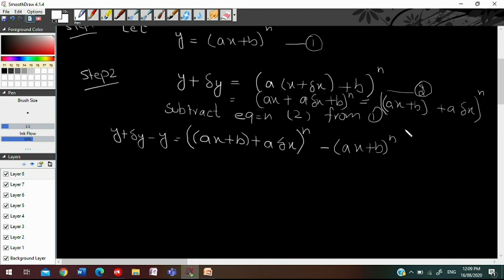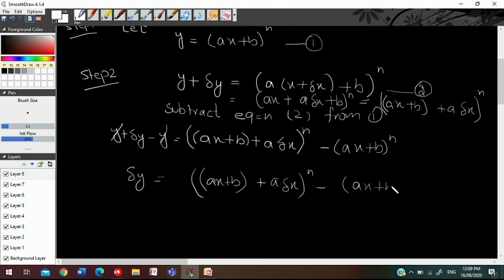So this is the simplification of this term. I have written this term over here, (ax plus b plus a del x) whole power n minus, this is our first equation. Now this y and this y are cancelled with each other, and we get del y is equals to (ax plus b plus a del x) whole power n minus (ax plus b) whole power n.